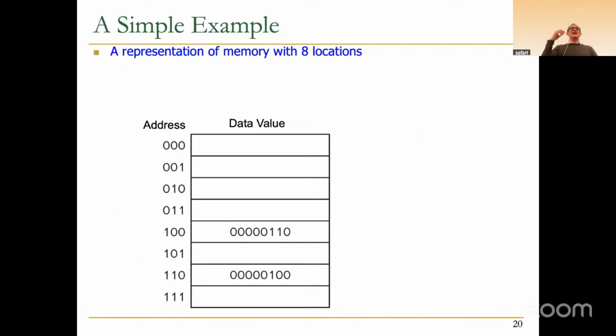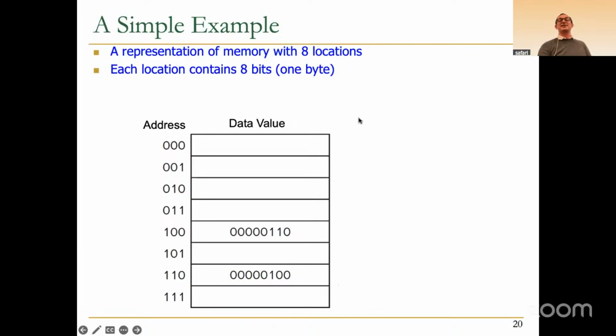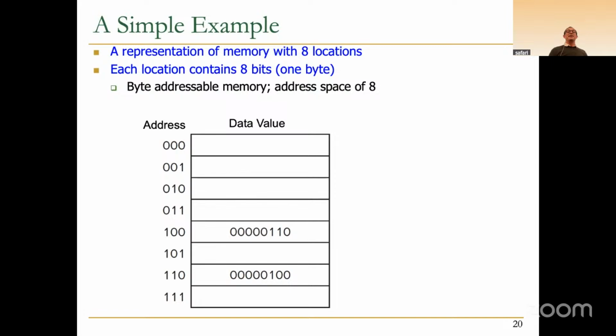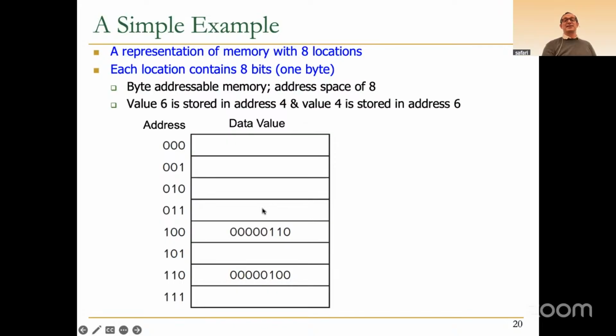Okay, this is a simple example, a representation of memory with 8 locations. You have the addresses of these locations. Since there are 8 locations, you have 3 bits to identify each location. We should be able to do these calculations very easily by now. And each location happens to contain 8 bits, 1 byte over here. So you can think of this as byte addressable memory, and the address space is 8. Okay, each location has 8 bits.